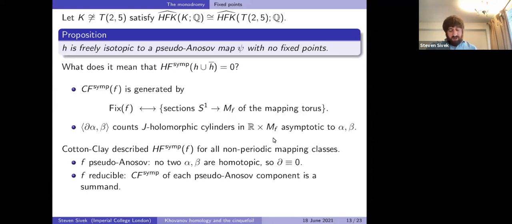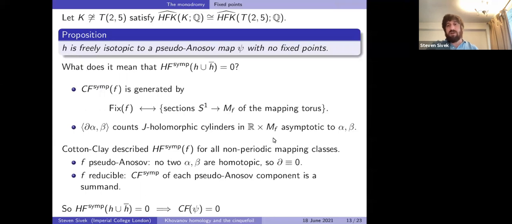And in particular, for each of the pseudo-Anosov components, the chain complex associated to that component is a summand of the eventual homology, because the differential is 0. So you can just think of it as the chain complex. And so if we know that the symplectic homology of this reducible mapping class is 0, well, H is supposed to be pseudo-Anosov, H inverse is also pseudo-Anosov. So by this second bullet point here, the symplectic Floer homology of the pseudo-Anosov in the same mapping class as H vanishes because it's a summand of 0.